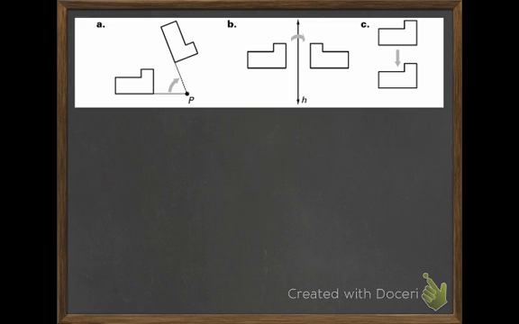Alright, so here are three examples of our transformations. I want you to go ahead and see if you can name them off real fast. So copy these down and try and answer them, and then we'll go over it in just a second. So whenever you're ready, hit your space bar.